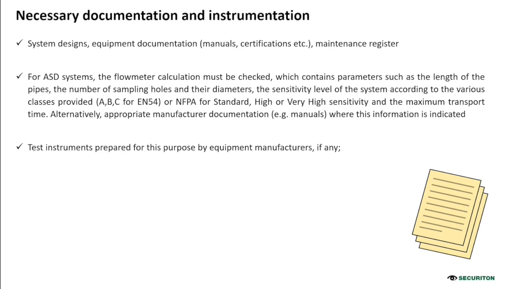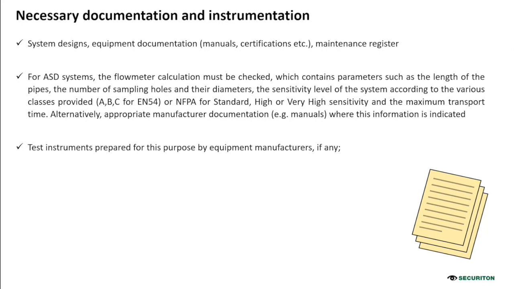So, necessary documentation and instrumentation. As soon as you approach maintenance of an ASD system, you need to collect documentation about the system design. Of course, you need to collect manuals and certification of the product that's been used. And most of the time, there is also a maintenance register where you sign all the activity you do during the maintenance.